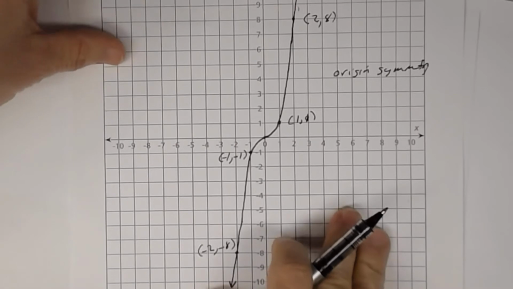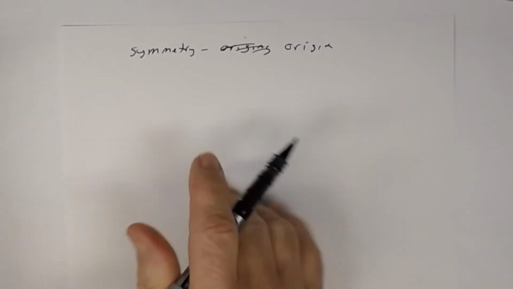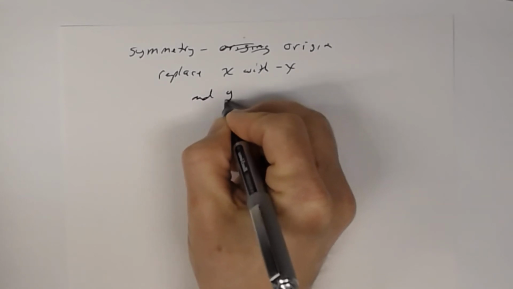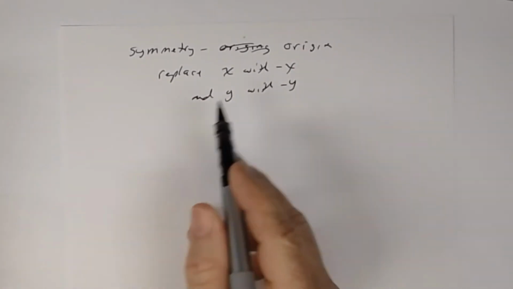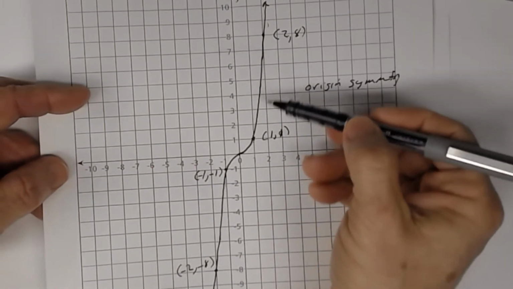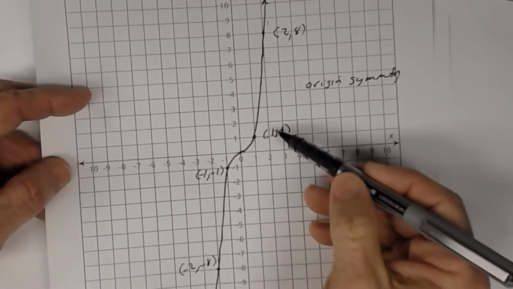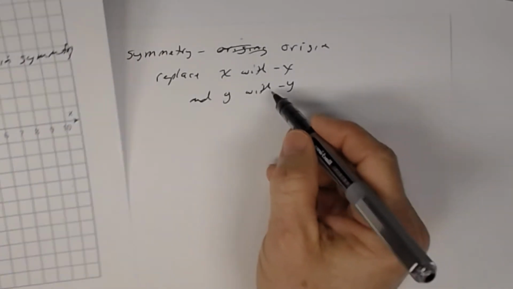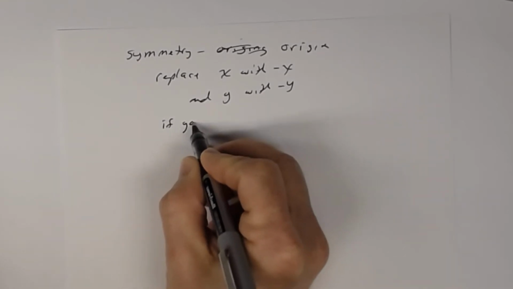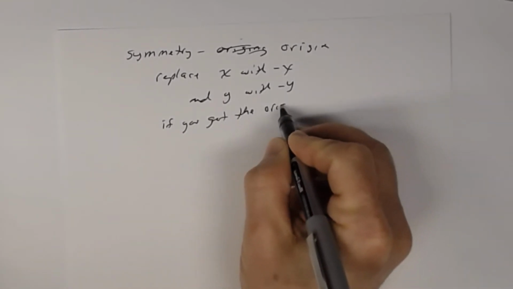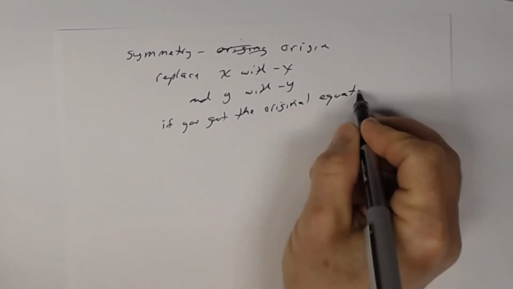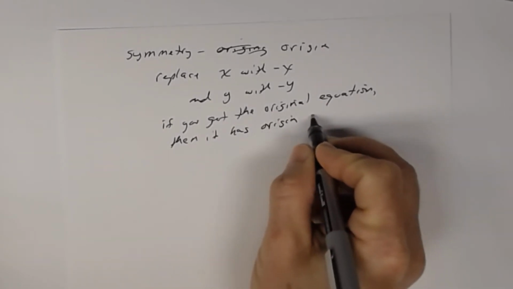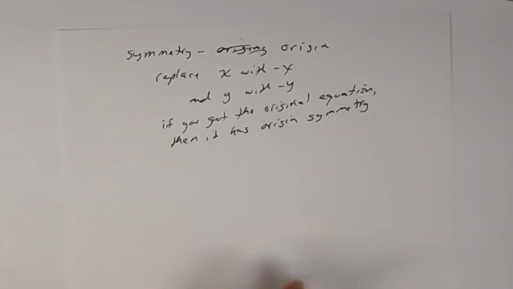So to determine if you have origin symmetry, replace x with -x and y with -y. This time you do both of them. 2, -2, 8, -8, 1, -1. And then if you get the original equation, then it has origin symmetry.